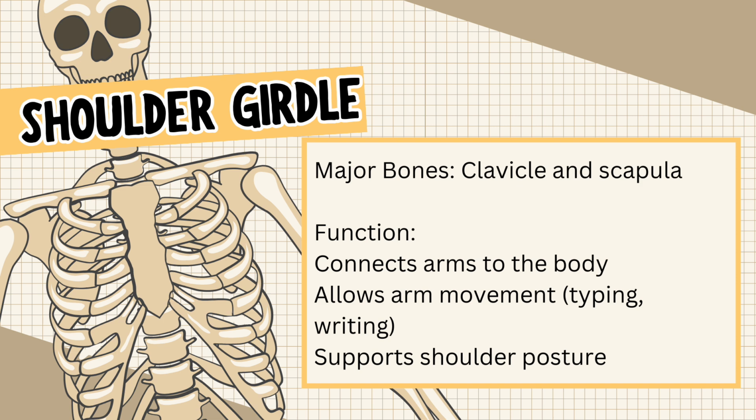Fourth, shoulder girdle. The major bones of the shoulder girdle are clavicle and scapula. The shoulder girdle is made up of the clavicle and scapula connecting the arms to the body. It allows a wide range of arm movement and helps maintain proper shoulder posture.